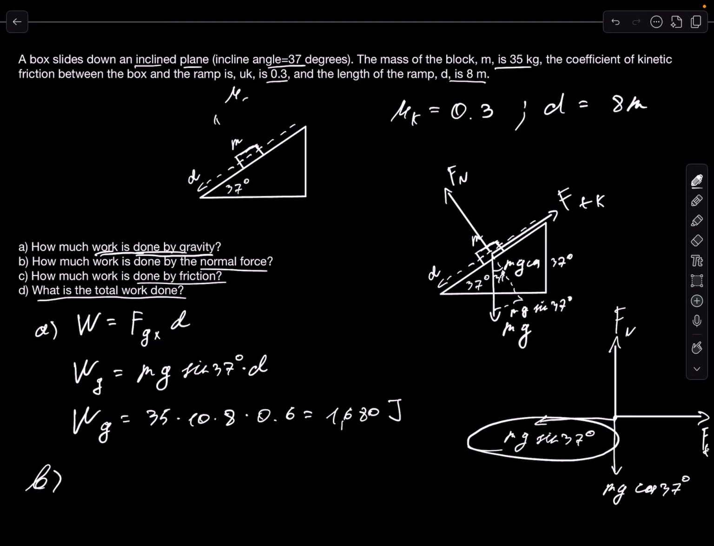Then part B, how much work is done by the normal force? Okay, does normal force play any role in the movement of the object? Does it help or resist the movement of the object? So if we have the box here, does it move it to the left? Does it move it to the right? No, it doesn't. It's just staying in equilibrium with the force of gravity in the y direction. So here, the work done by normal force will be 0.